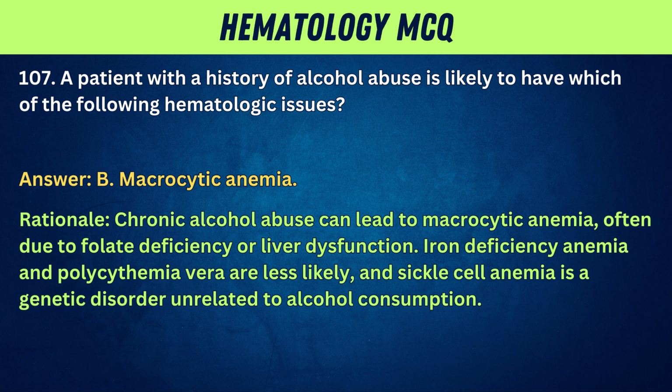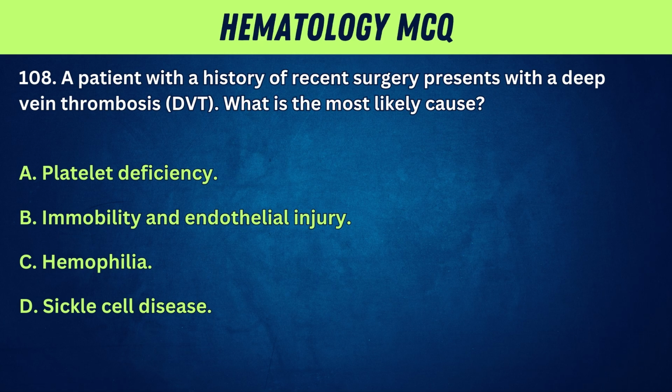Macrocytic anemia. Rationale: chronic alcohol abuse can lead to macrocytic anemia, often due to folate deficiency or liver dysfunction. Iron deficiency anemia and polycythemia vera are less likely, and sickle cell anemia is a genetic disorder unrelated to alcohol consumption.